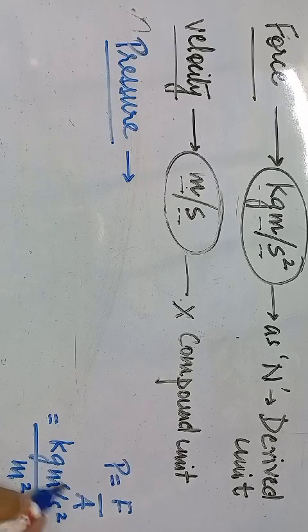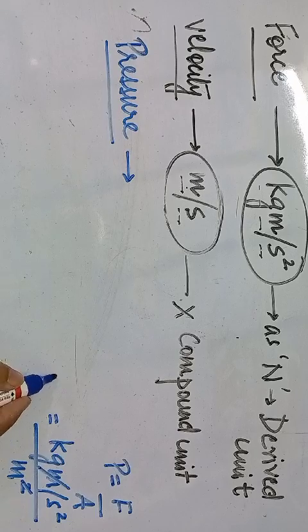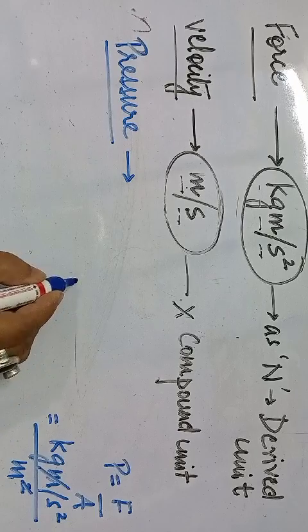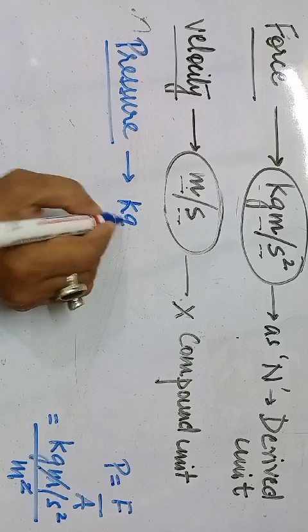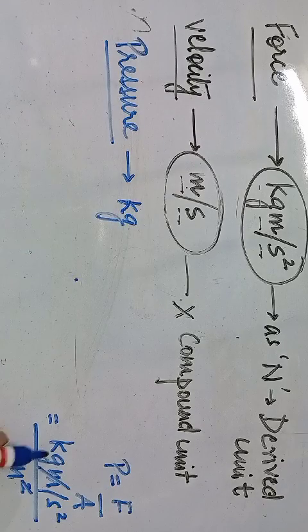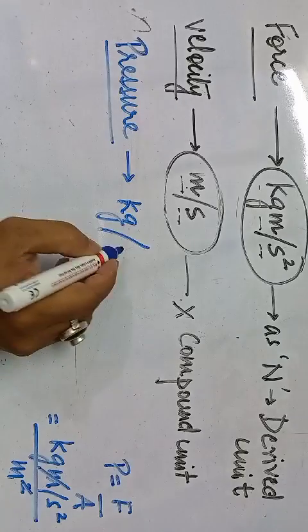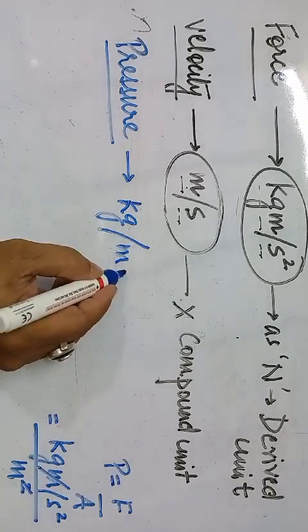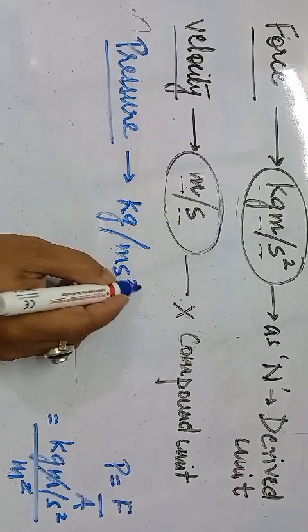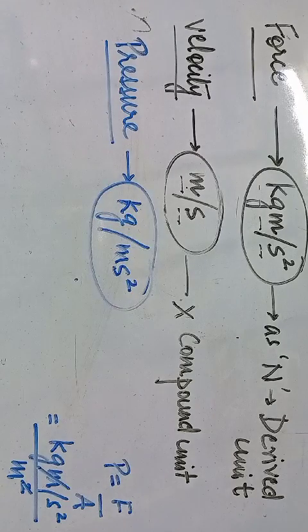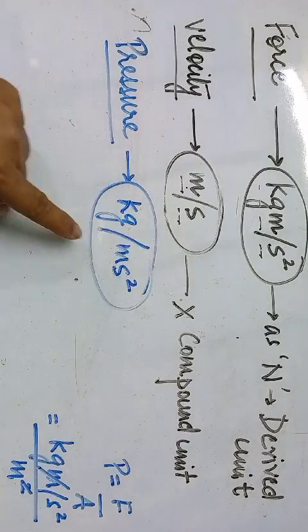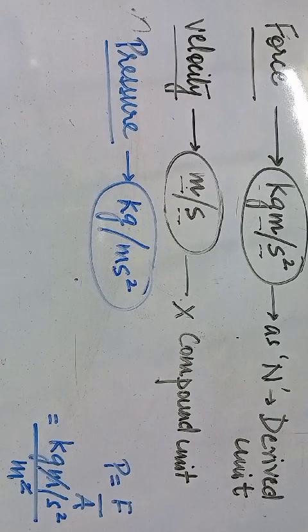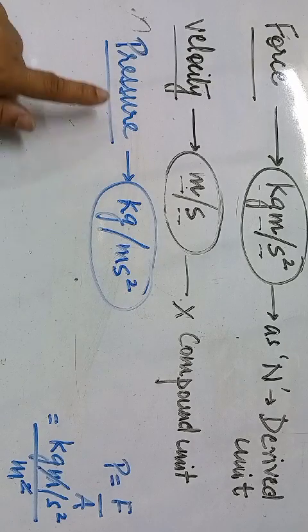So this meter and one meter here get cancelled. Essentially you get the unit of pressure as kg, and then meter is in the denominator, so you write meter, and obviously second square is already in the denominator, so you write this. So kg per meter second square. This becomes the unit of pressure.